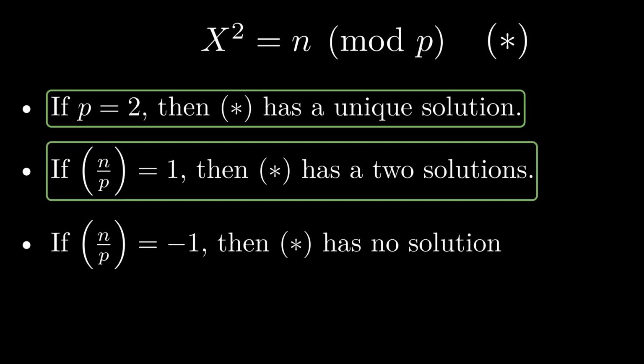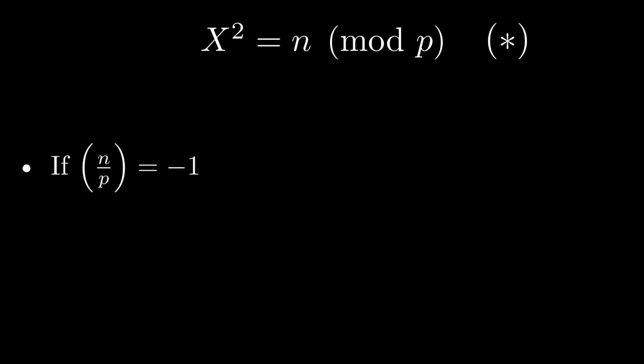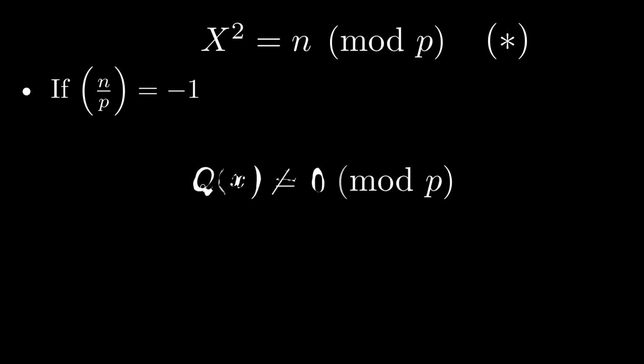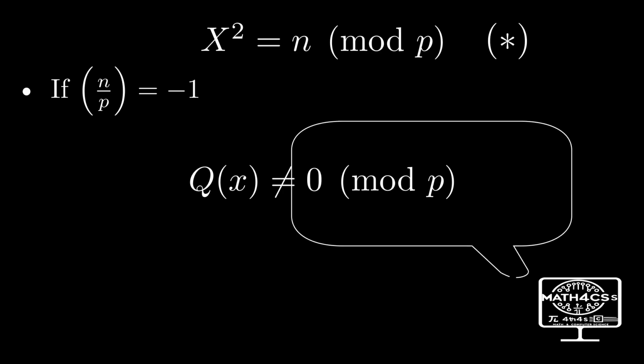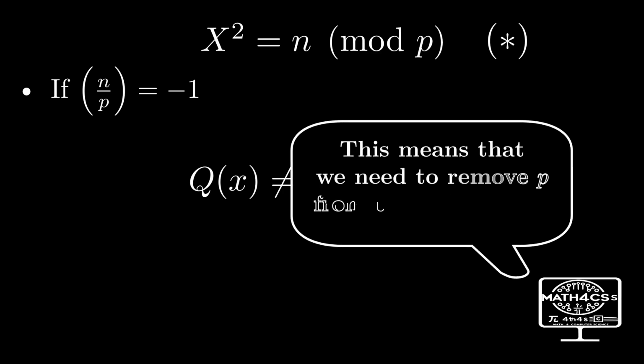We multiply the columns by the solutions. The last case means that we don't have a solution. This means that we can remove or skip the p from the factor base, and our factor base will be as follows.